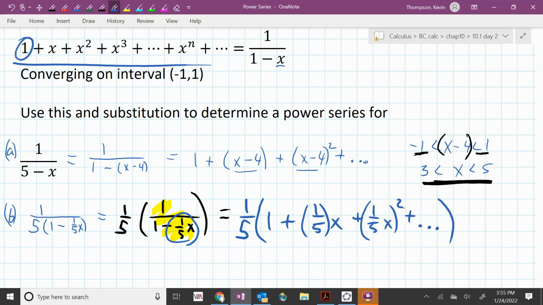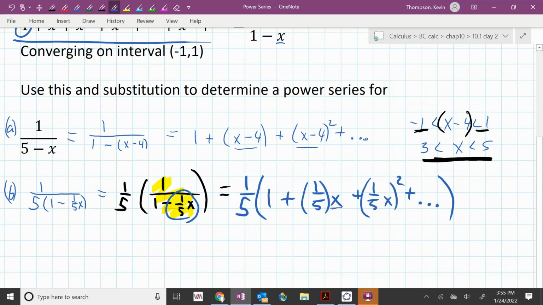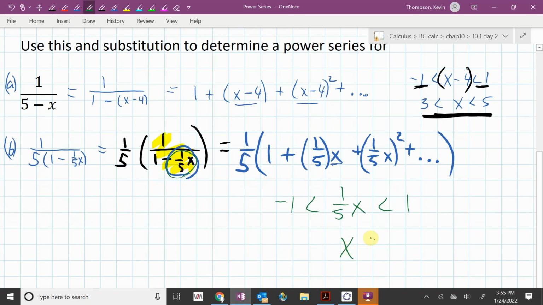Now, we're following the same pattern, which means we should be matching the same function, but this one is centered at 0. So if we think about the interval of convergence for this, the common ratio here is 1/5 x, so it is the thing that should be between -1 and 1, which means x should be between, multiplying by 5, 5 and negative 5.